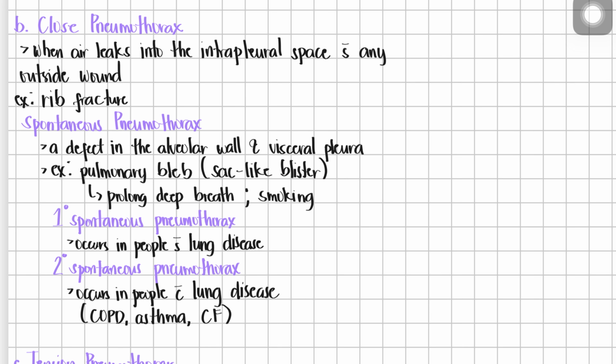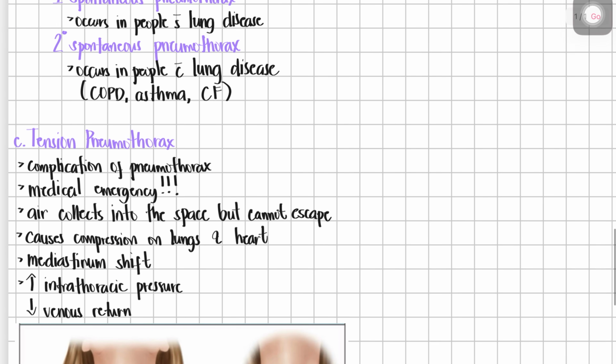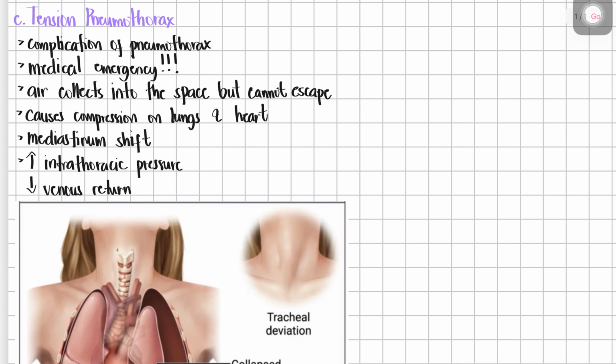Then we have types of spontaneous pneumothorax. We have the primary and secondary spontaneous pneumothorax. Under the primary spontaneous pneumothorax, it occurs in people without lung disease. Usually, nagkakaroon nito mga lalaki na matatangkad, bata. And when we say secondary spontaneous pneumothorax naman, it occurs in people with lung disease. For example, sila ay may COPD, asthma, and cystic fibrosis. And lastly, we have tension pneumothorax.